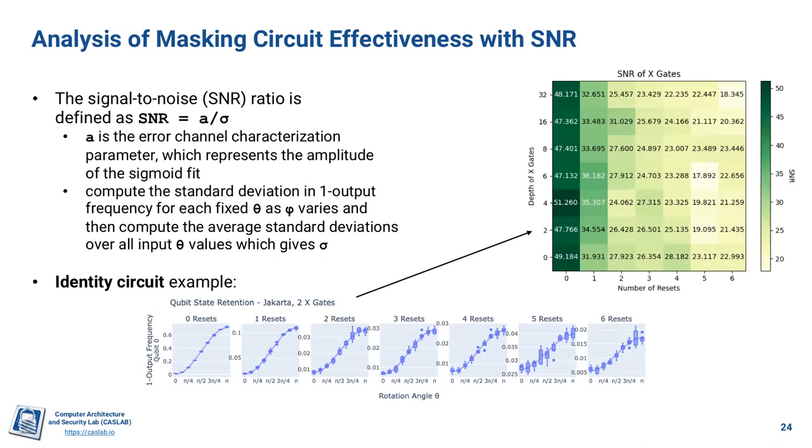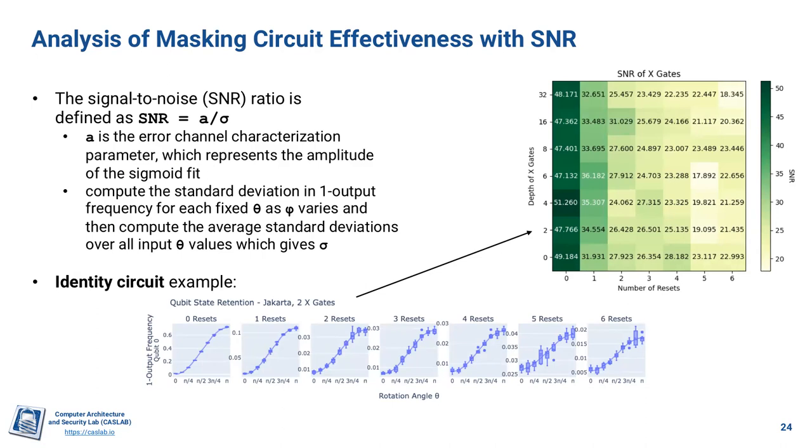For the signal to noise ratio, we define the signal as the amplitude of these curves, and the noise as the standard deviation. So the smaller the standard deviation and the bigger the curve, the easier it is to identify these two points. But if there's a lot of noise and the deviation is large, then it is all noisy and hard to identify.